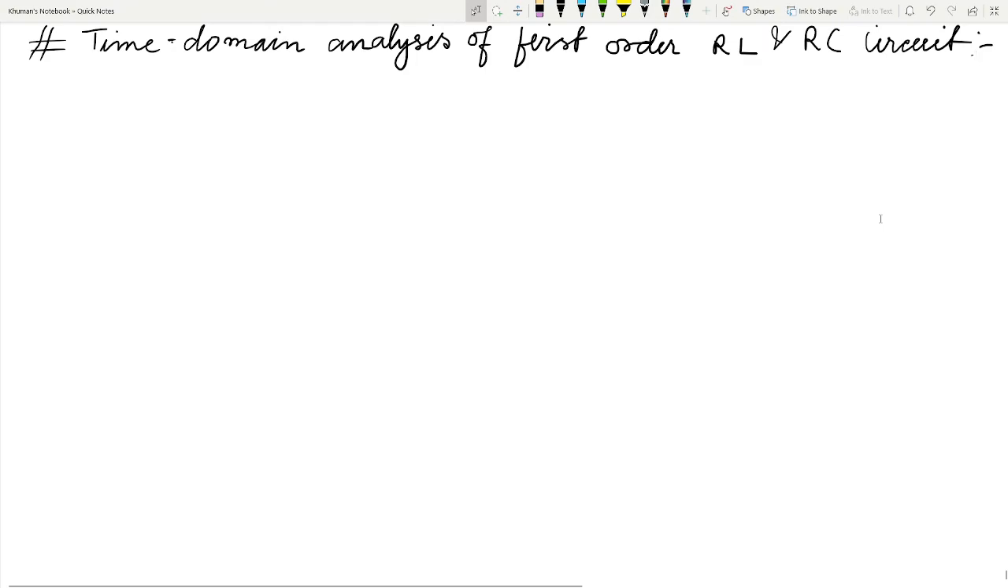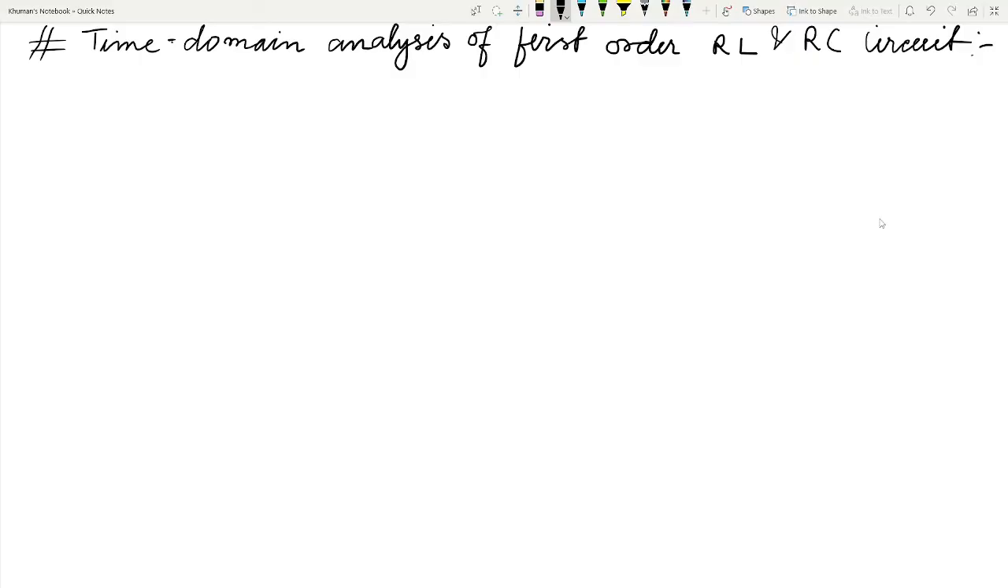In this video, we are going to discuss the time domain analysis of first order RL and RC circuit. First of all, we will define the first order. A first order circuit means there will be only one energy storing device in the circuit, that is, it will contain a resistor and an inductor, or a resistor and a capacitor. And in a second order circuit we will find two energy storing devices, that is RLC.